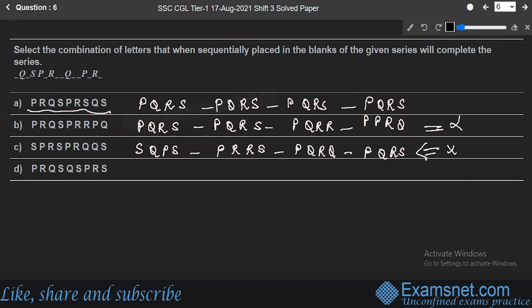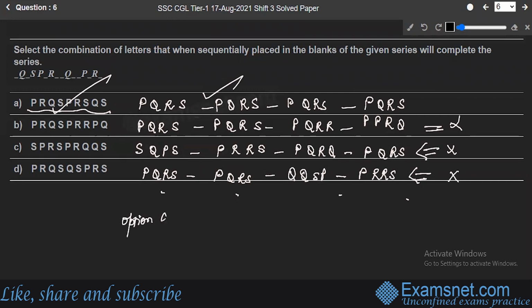Let's go with the last one now. P R Q S, Q S P R S. So after filling in the given alphabets in the given blanks, you will get PQRS, PQRS, QQSP, or PRRS. So yes, even this is not matching. All the four clusters are not matching. In the first case, they are matching. It's PQRS, PQRS, PQRS in all four sections. So hence, option A seems to be our correct answer because this has given us a good sequence of letters. So option A is the answer to our question. I hope you are clear with this.